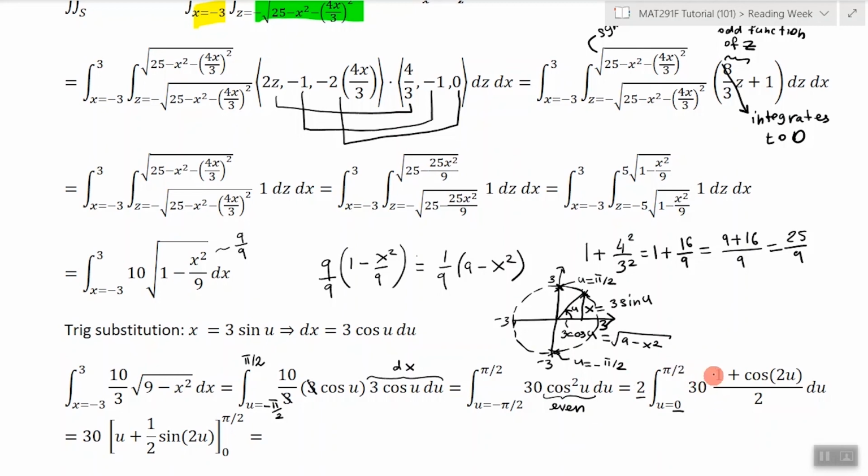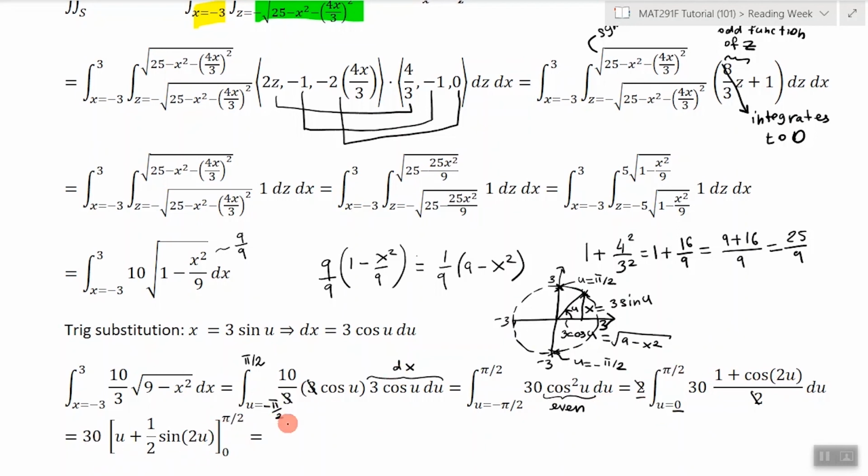Second thing I did is I used the double angle formula to rewrite cosine squared u like this. The reason why is because all of this is easy to integrate. So then I canceled this 2. I wrote 30 outside of this integral, and I just went ahead and integrated this part I'm showing you here. So this would be u plus 1/2 sine of 2u. And then the bounds are 0 to pi over 2.